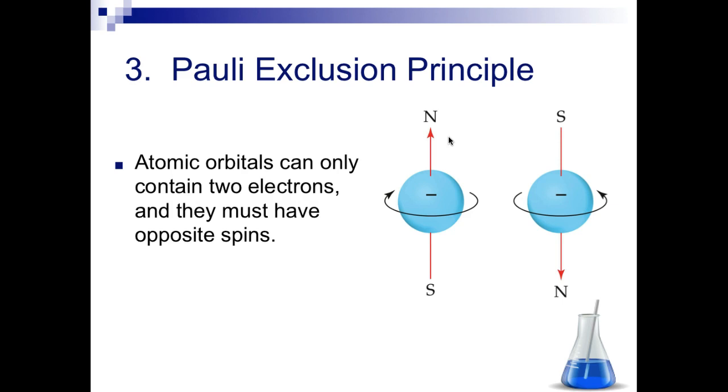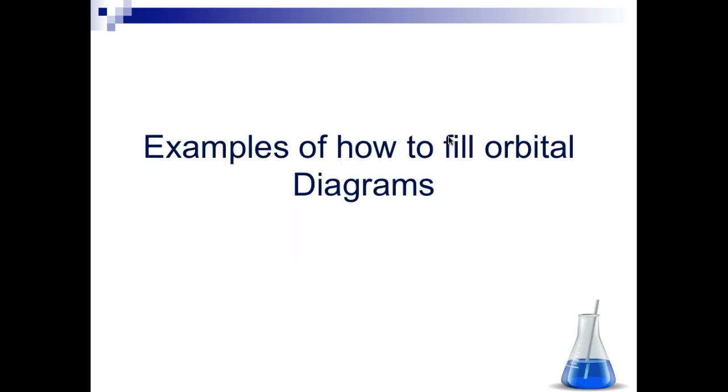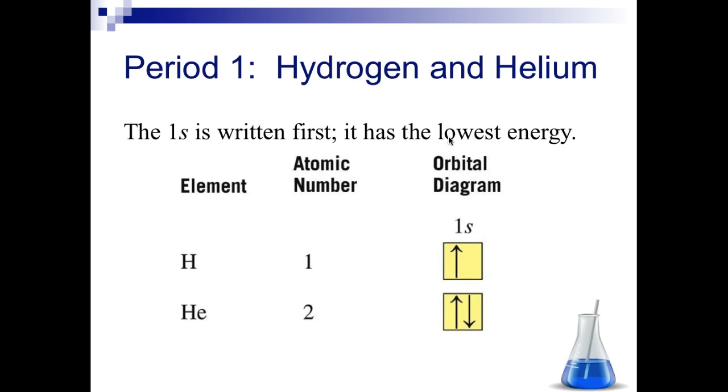So one needs to be facing up, and the other one needs to be facing down. So let's look at some examples on how to fill orbital diagrams. So for period 1, let's look at hydrogen and helium. So period 1 is the first row on your periodic table.